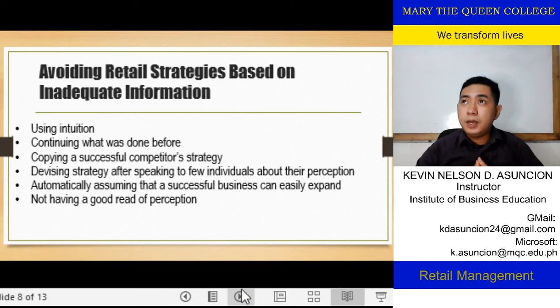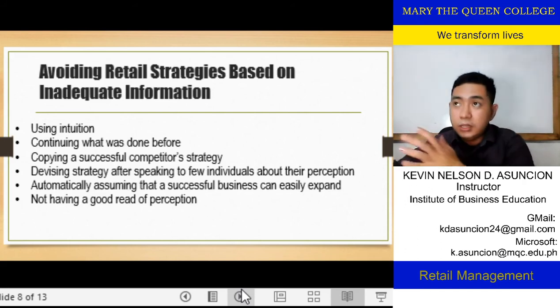That's the most common problem, no, in a retail strategy, because they're always looking forward, and they make abrupt decisions, basta basta, no. So you need to study that. That's why we need marketing research, gather information first, instead of automatically assuming, not having a good read of the perception, no. Kaya nga you need to transmute those into numbers, no, into analytics, so as for you to understand it more, no. Just like the coronavirus, pinag-aaralan yung analytics.